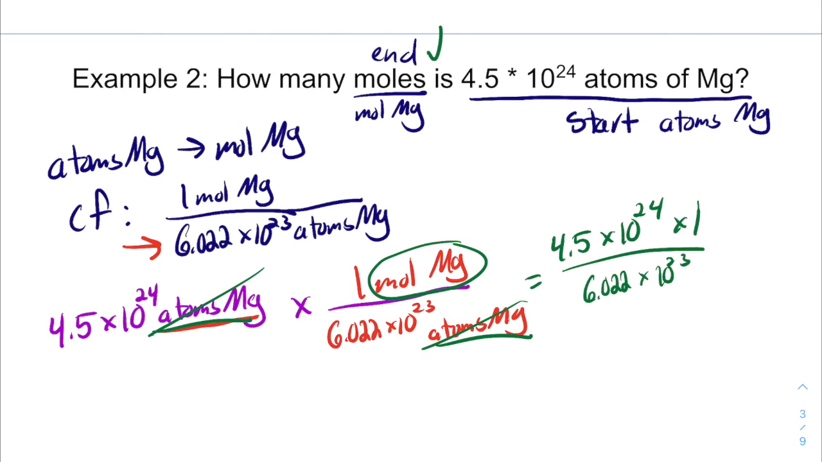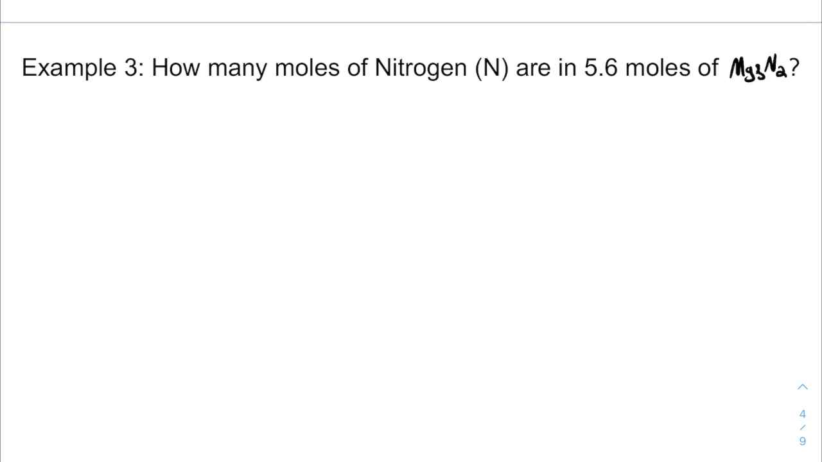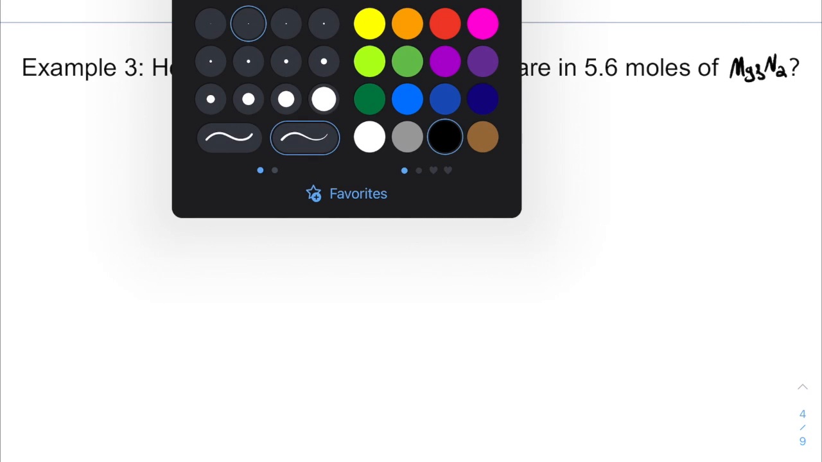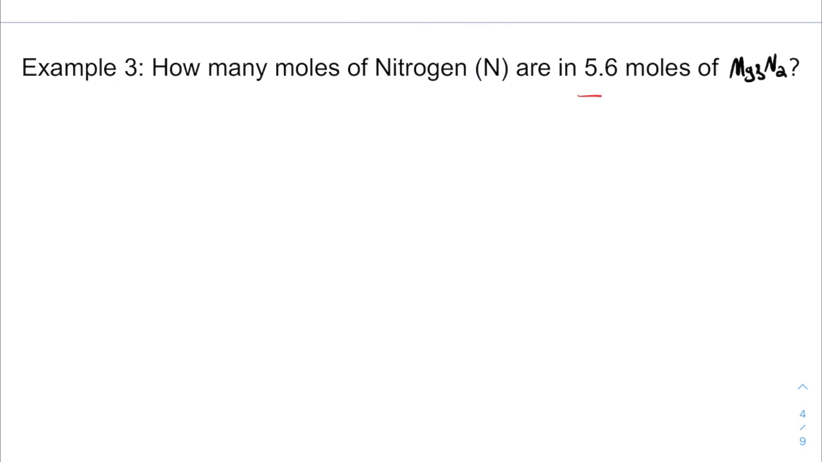And our final unit will be moles of magnesium. Let's take a look at example 3. It says how many moles of nitrogen are in 5.6 moles of Mg3N2. Let's identify what we are starting and what we are ending with. I'm starting with 5.6 moles of Mg3N2, and I want to end with moles of nitrogen.